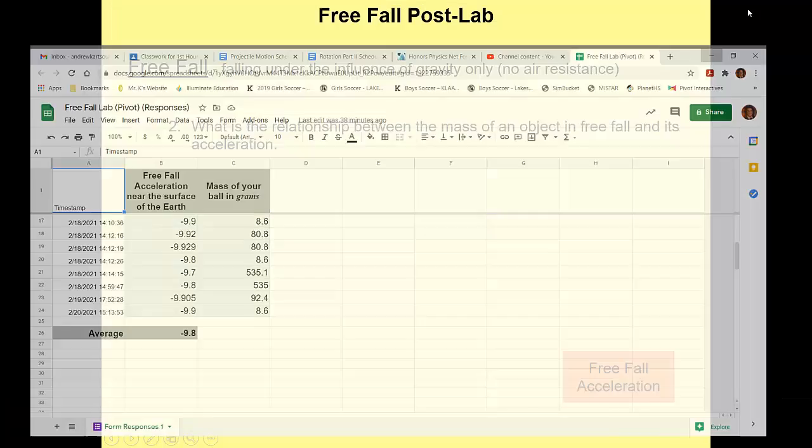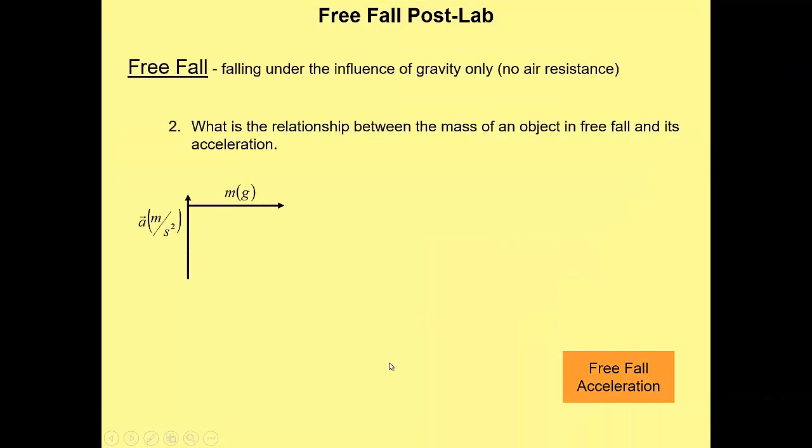Interesting, isn't it? Okay. So if we were to have graphed acceleration versus mass, since it doesn't seem that the mass has any effect, wouldn't that have been a horizontal line at negative 9.8? You get the same acceleration regardless of mass. And it's pretty convincing because it's many, many times the smallest mass to the biggest mass, 8.6 to 535. That's a big difference, many multiples. So it appears that the mass doesn't affect the acceleration.